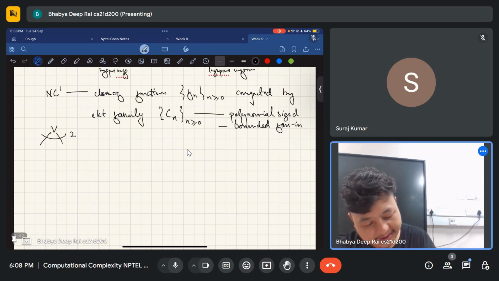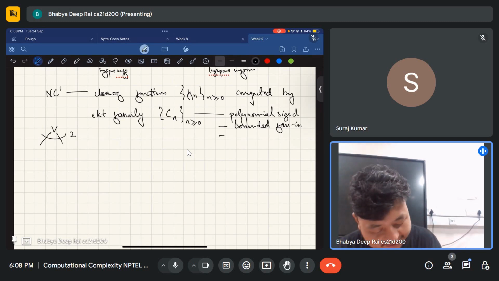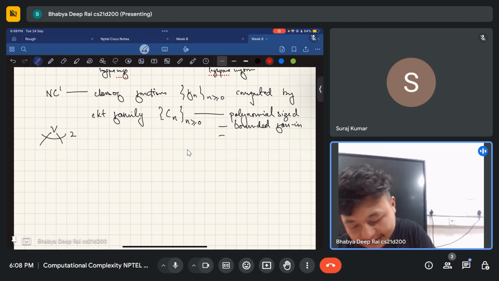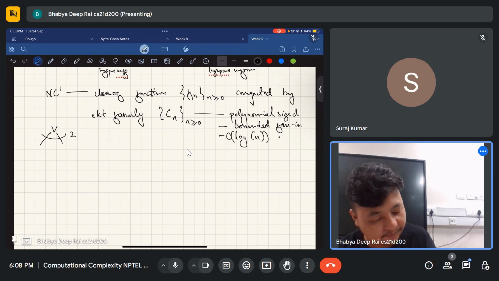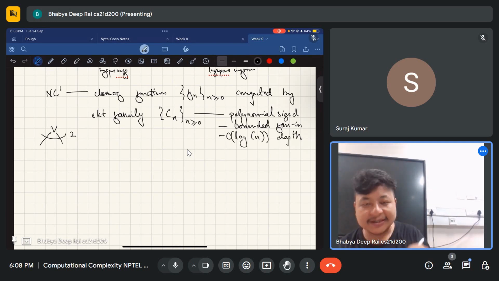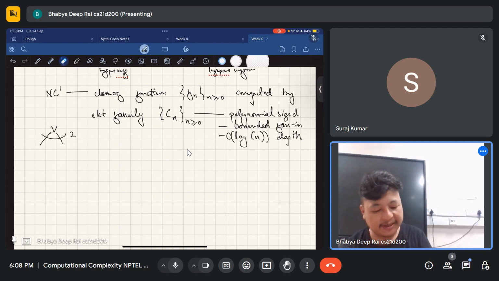Okay, polynomial sized, bounded fan-in, and next, since it's NC1, what does the 1 stand for here? That is the depth of the circuit, which is O(log n) depth. If it was NC2, it means log squared n depth. If it was NC3, it means log cubed n depth, and so on. This is what NC1 is.